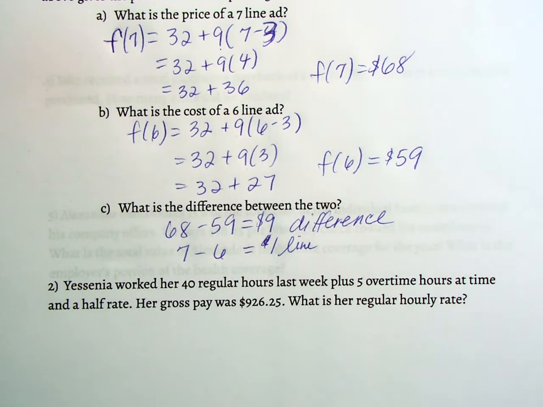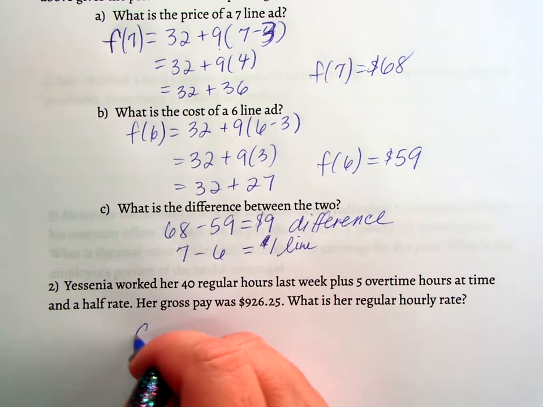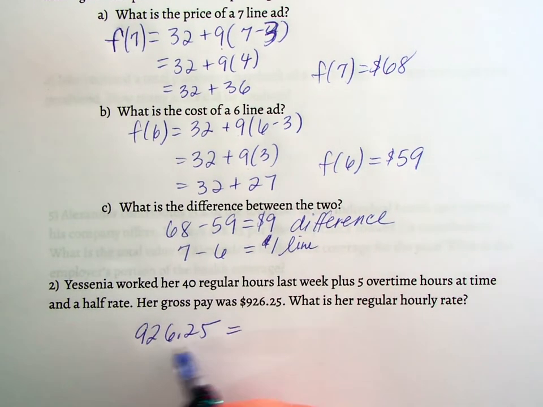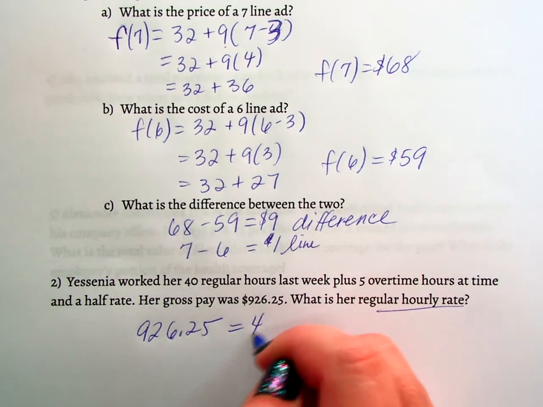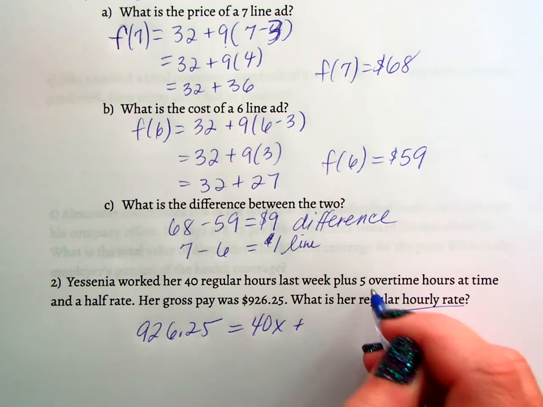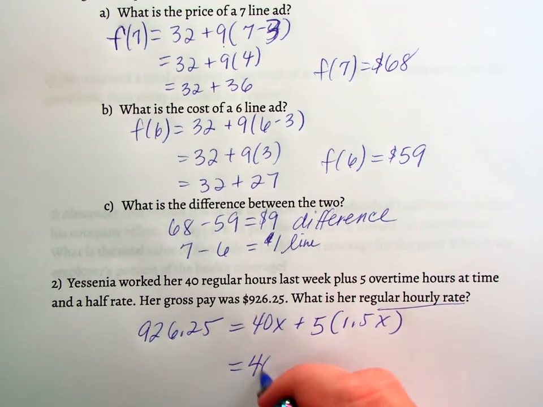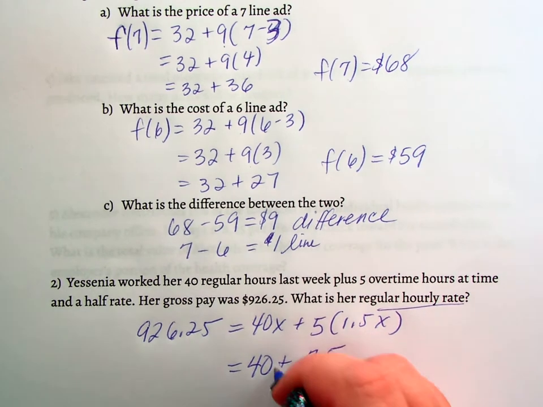Yesenia worked her 40 regular hours last week, plus 5 overtime hours at time and a half rate, and her gross pay is being given to us. So $926.25 is the output. We're going to work backwards to solve for her regular hourly rate. So it's 40 hours of regular plus 5 hours of time and a half. And so we do 5 times 1.5 on your calculator. We get 7.5x.